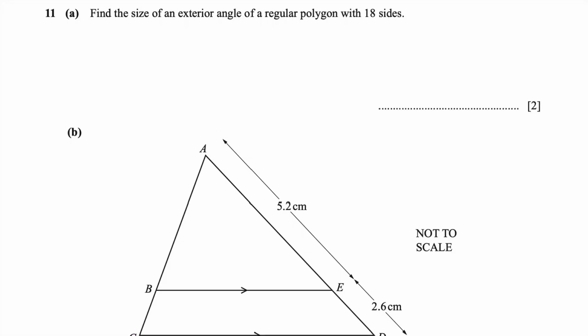Hello friends, welcome back. In this video we are going to do question number 11. So let us start. Part A. Find the size of an exterior angle of a regular polygon with 18 sides.